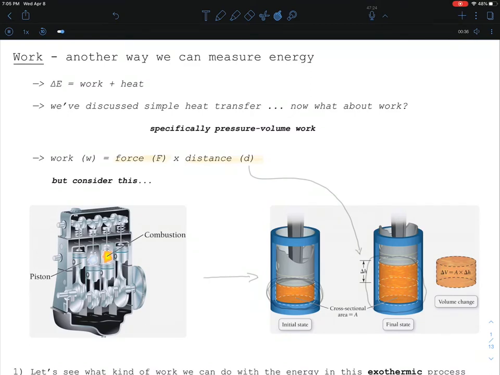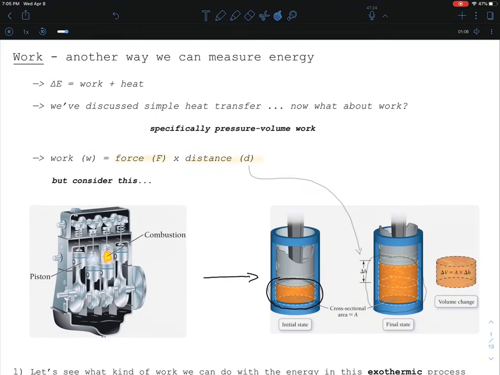Cylinders that are equipped with a piston, and when the combustion reaction occurs, the work is done by the system against the surroundings. And you can see in this little picture over here, we've got a couple of cylinders. We've got our initial state and our final state. In our initial state, we've got the volume down here, the volume inside that cylinder.